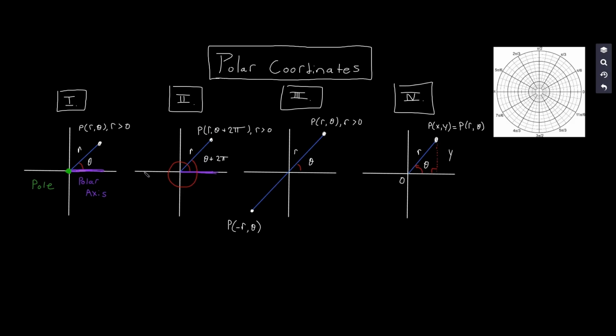Okay. Now, the second graph here shows this sort of spiral kind of thing.